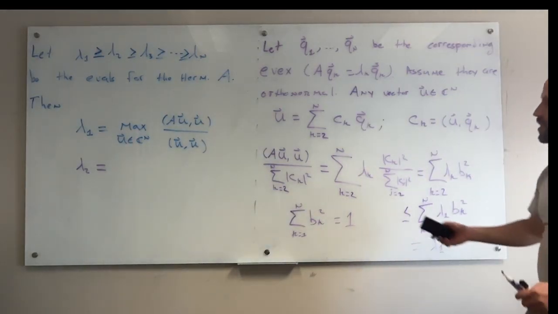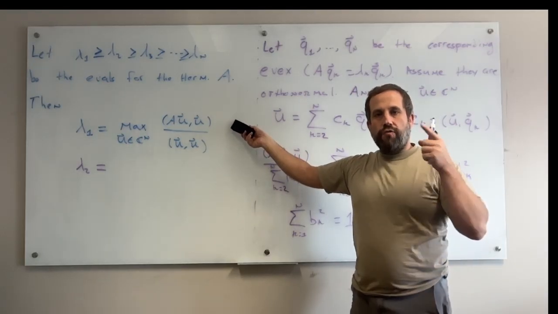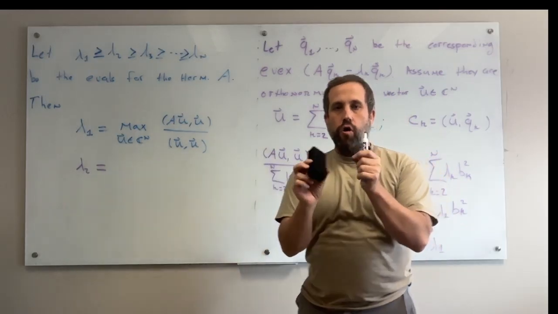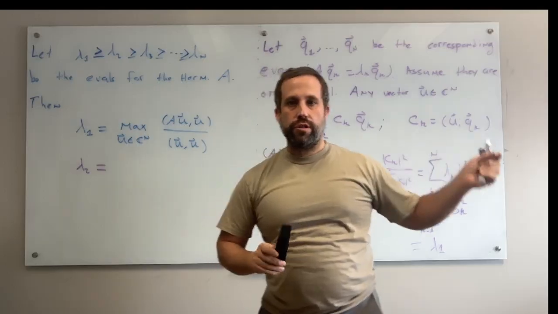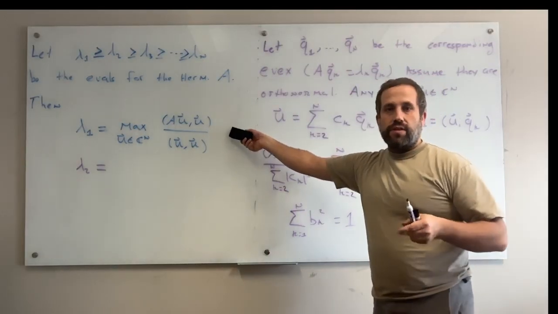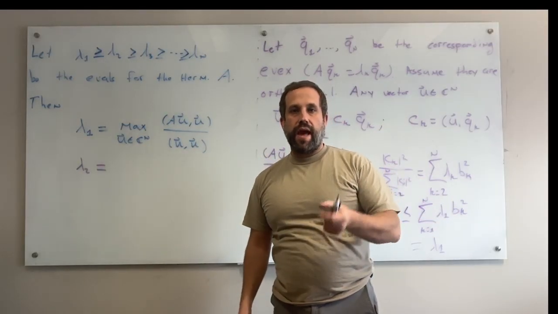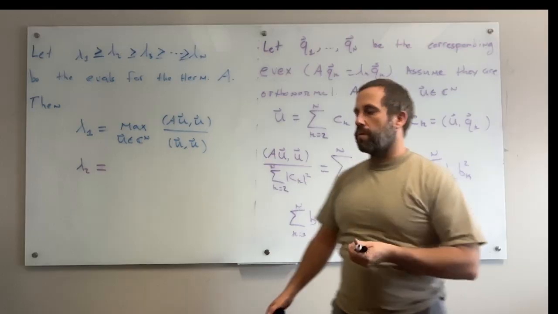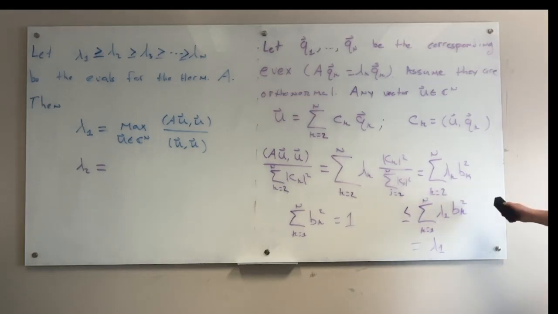So in other words, in this case here, we're looking at all of the u's in Cn. But what if we restrict ourselves and only look at the u's that are in the linear span of q2, q3, q4, and so on and so forth? So instead of looking at the u's that are in all of Cn, we're just going to look at the u's that are in the span of q2, q3, q4, and so on. And when we do that, this is the sort of sum that we're going to form here.